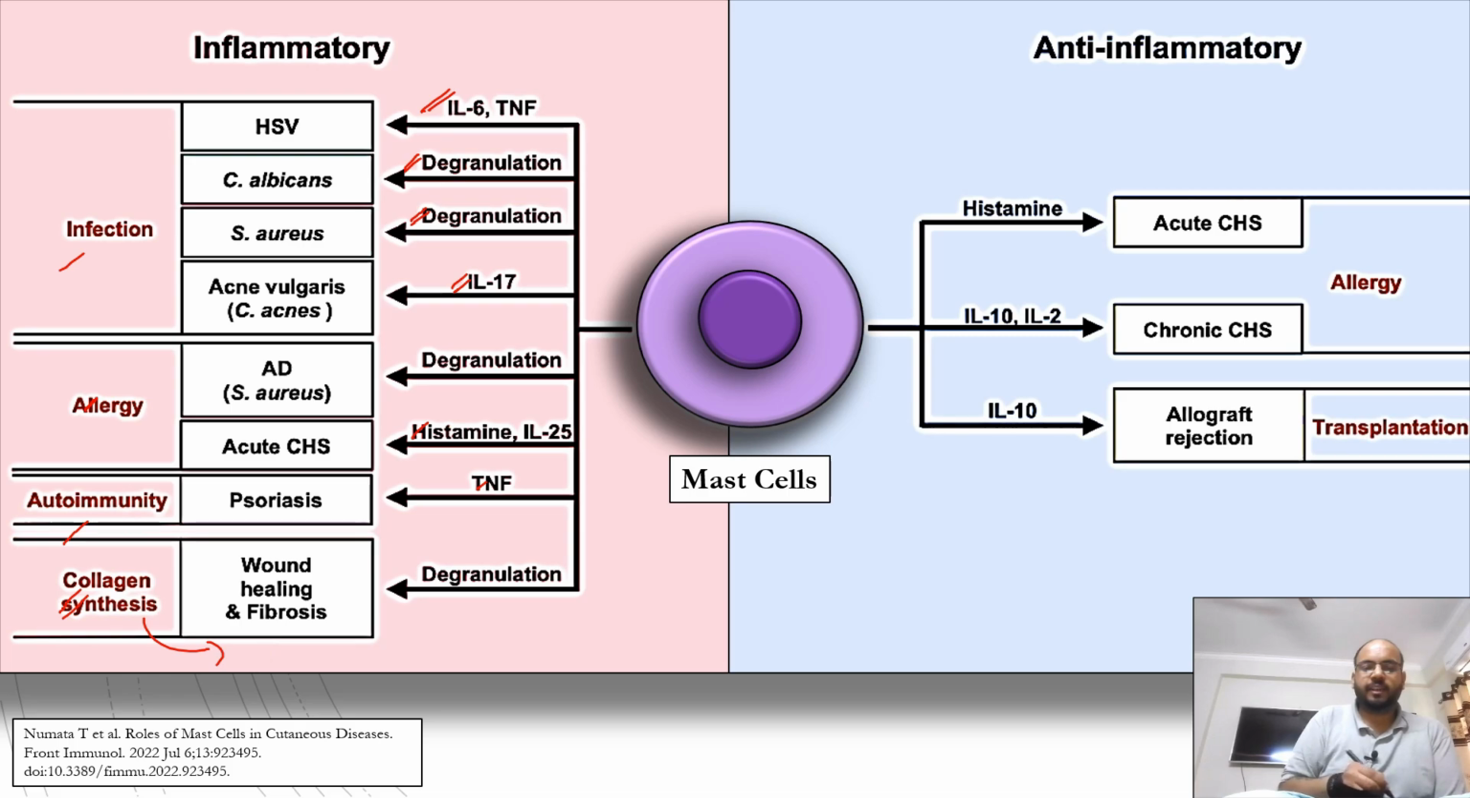Okay, so that everything has been discussed. Anti-inflammatory processes utilize chemicals like IL-10, IL-2, and histamine, and these are responsible for decreasing the inflammatory process in allergy and also decreasing the rejection rate of allograft and transplantation.